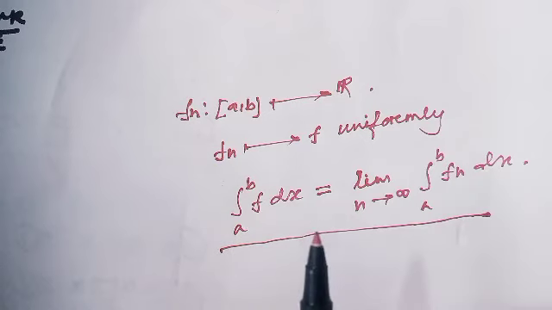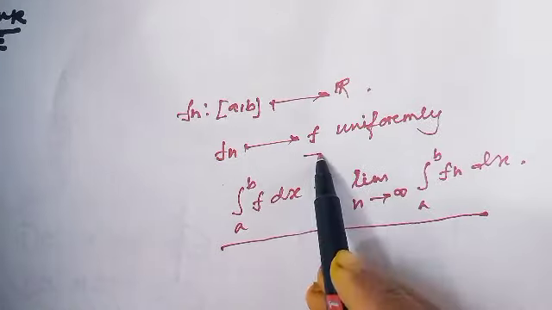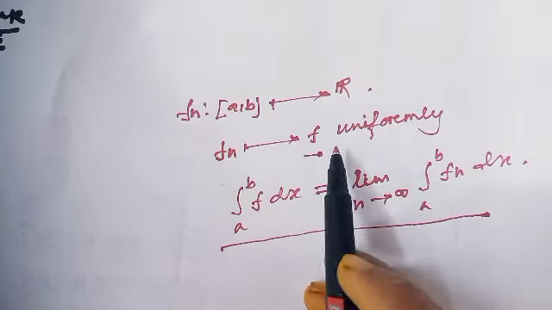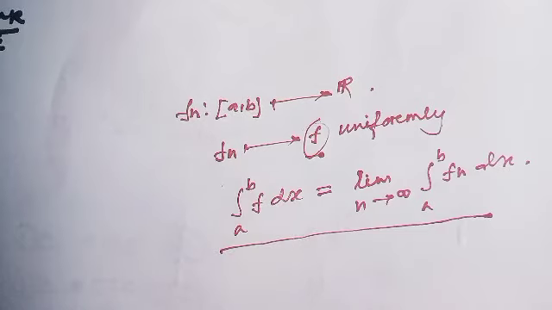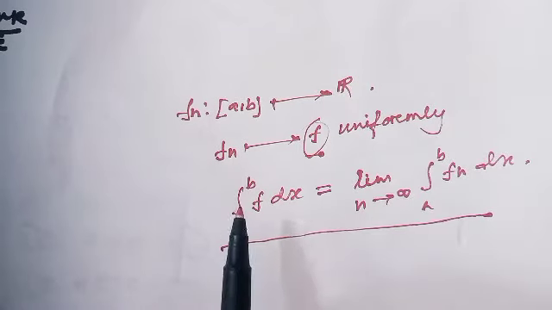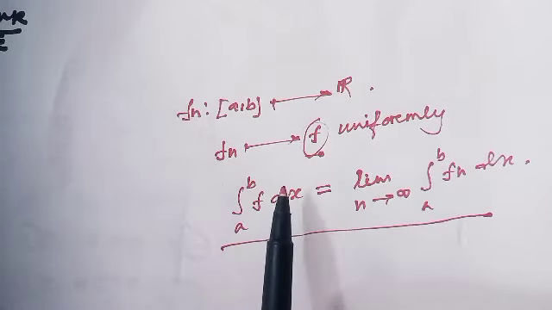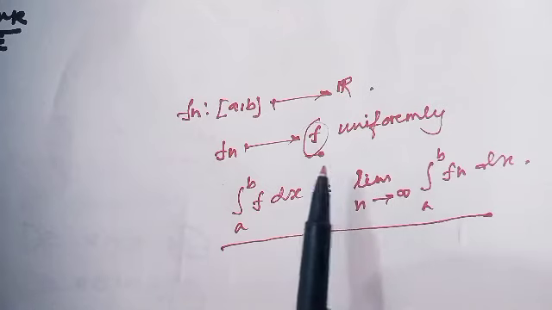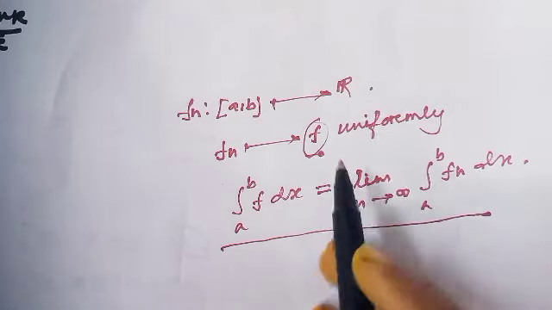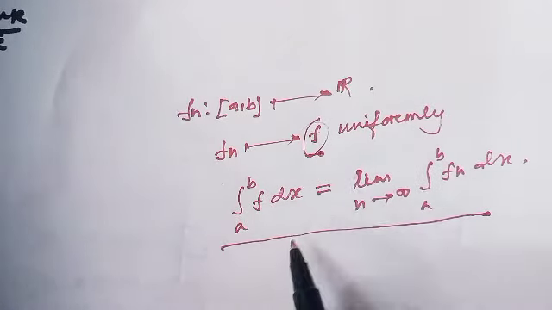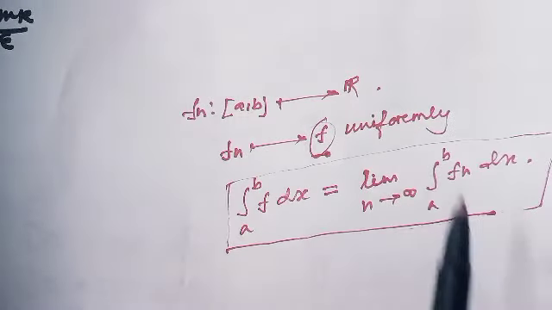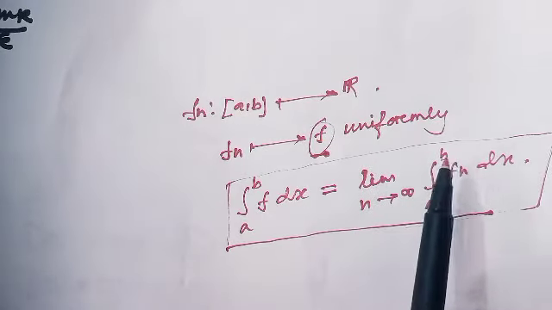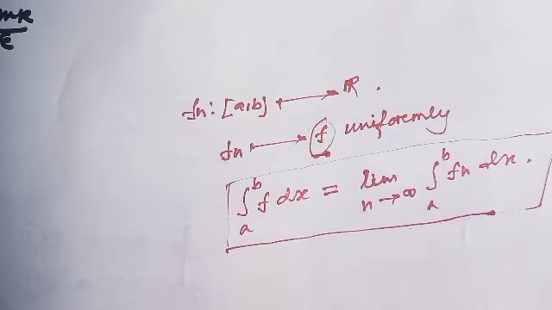If the sequence of functions pointwise converges to a function f, that does not imply this f is integrable. Also, the sequence of functions pointwise converges to a function which is always integrable, but this relation does not always hold. Actually, this relation will always hold when the sequence of functions is uniformly convergent.